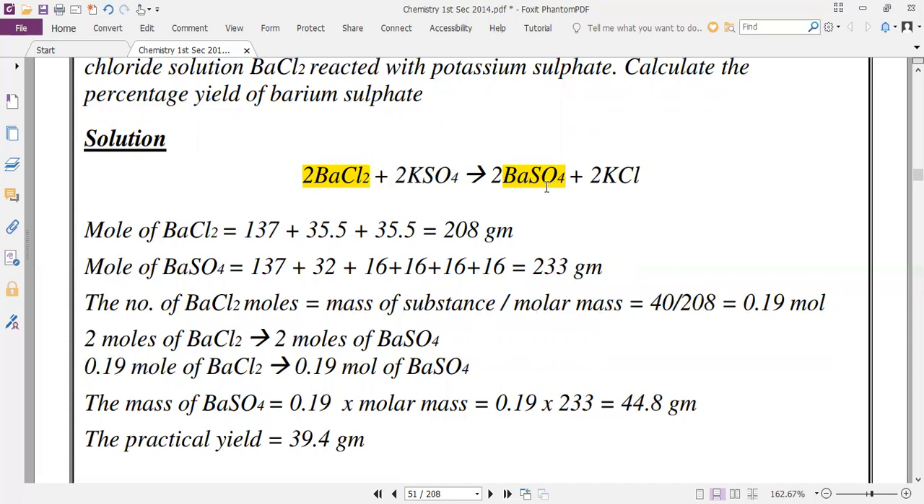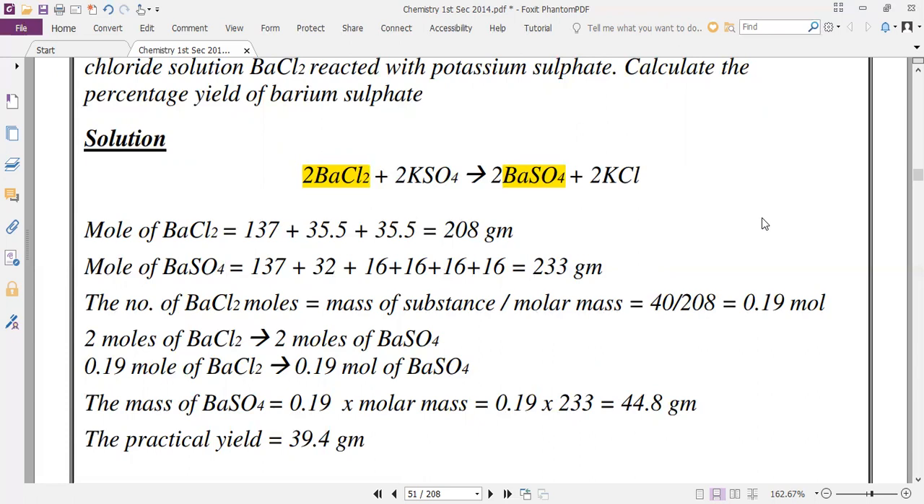Second, we are going to calculate the molar mass of BaSO4 because it's also known. So BaSO4 will be Ba 137 plus S 32 plus 4 oxygen atoms, 16 times 4, or 16 plus 16 plus 16 plus 16, right?